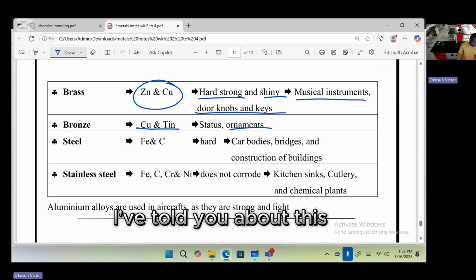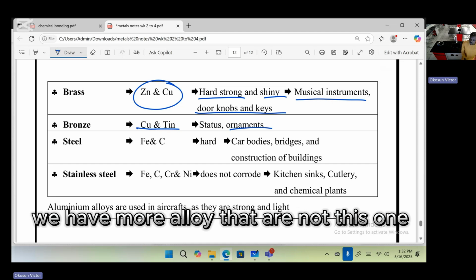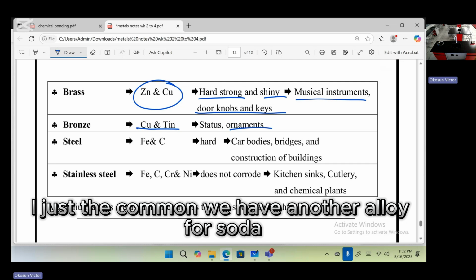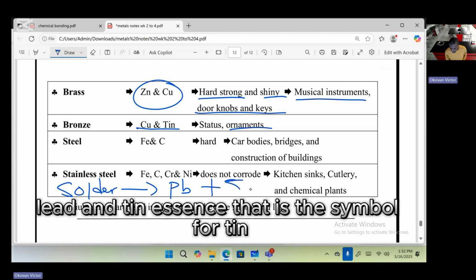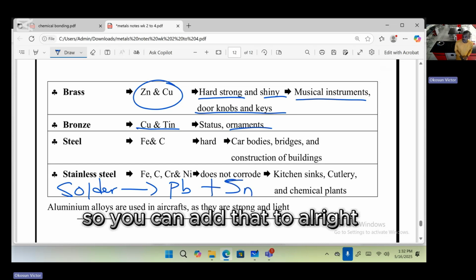Steel, I've told you about steel and I've told you about stainless steel. We have more alloys that are not listed. These are just the common ones. We have another alloy called solder. Solder is a mixture of lead and tin. Sn, that's the symbol for tin. So you can add that to the list.